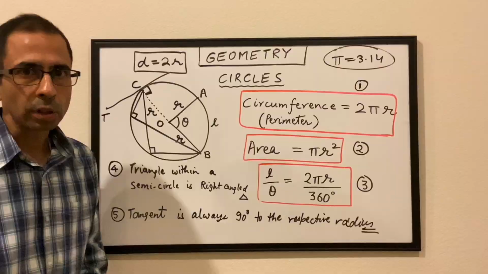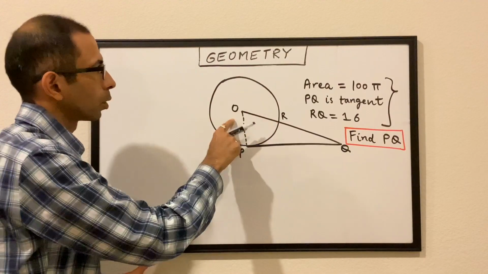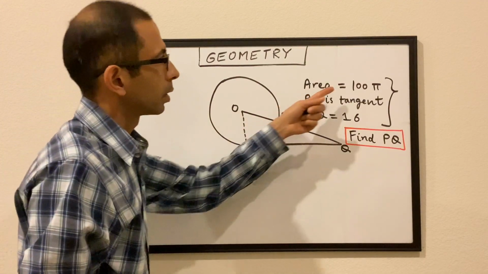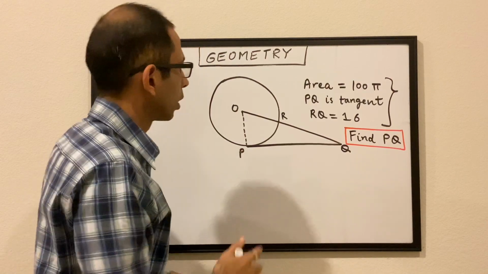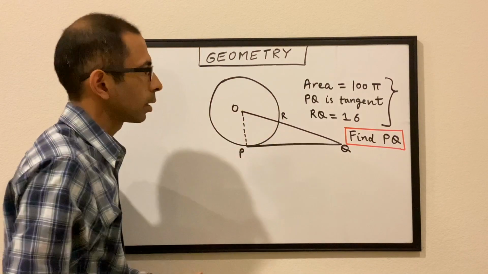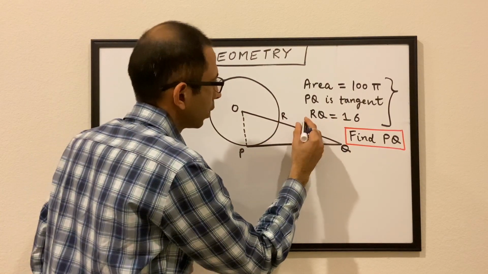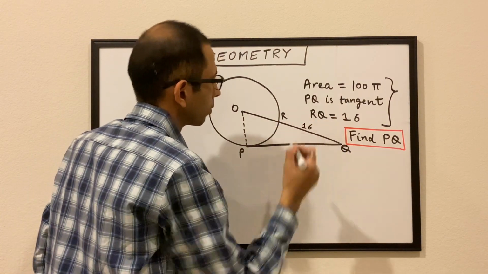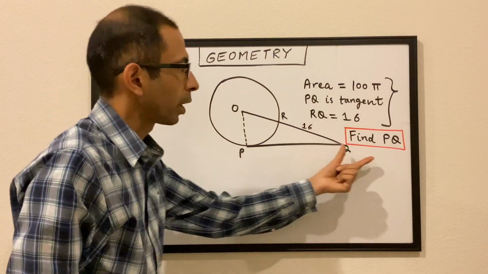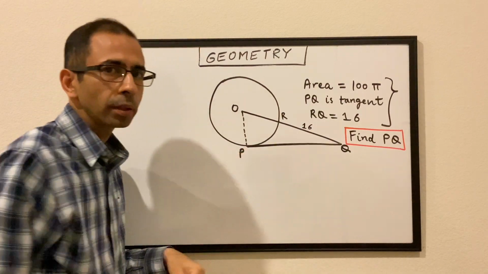Let's now take up some questions. We have a circle with center O. The area of the circle is given to be 100 pi. PQ is the tangent to the circle. The length of RQ is 16. So this length here is 16. And we have to find the length of PQ, right?